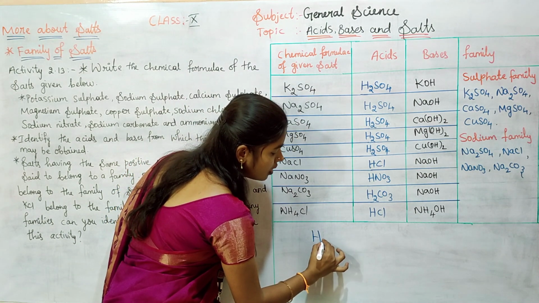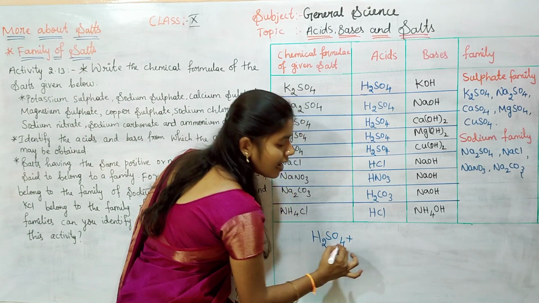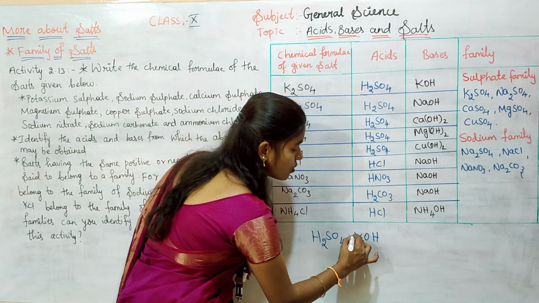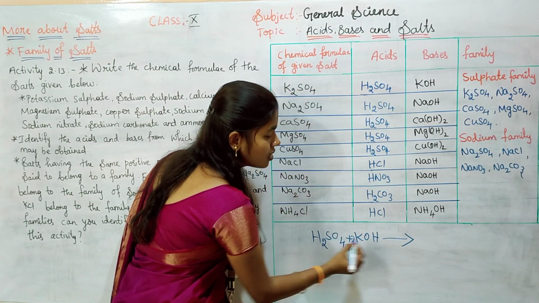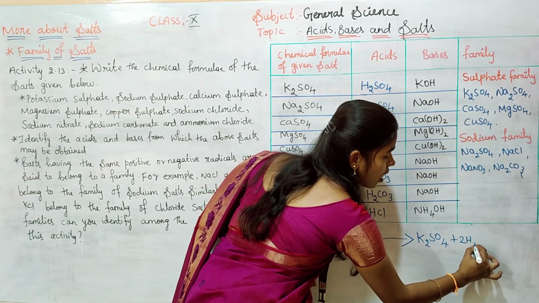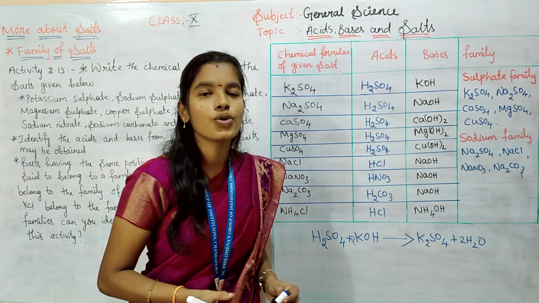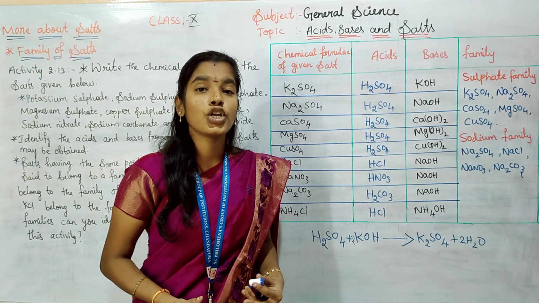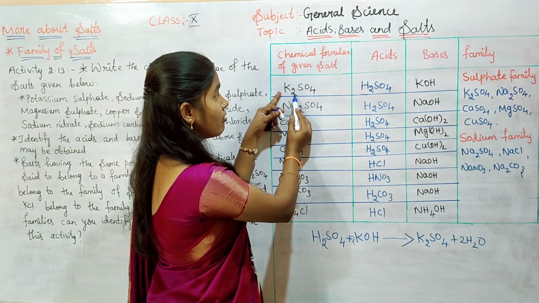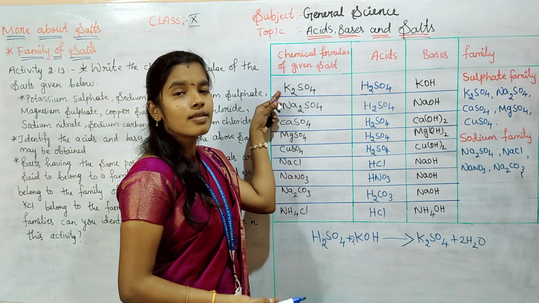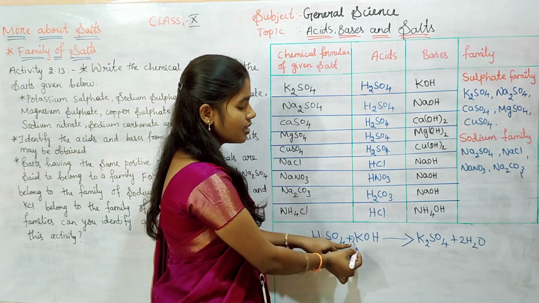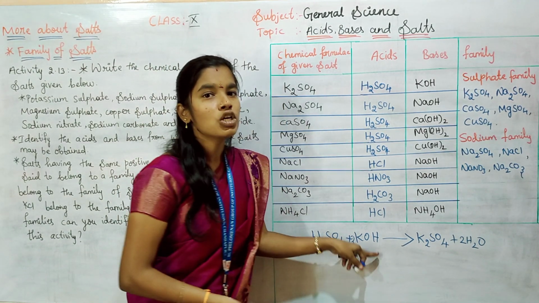So for example, H2SO4, acid, reacts with potassium hydroxide, KOH. We will get K2SO4, potassium sulfate, plus water. Whenever an acid reacts with a base, a neutralization reaction takes place, and it will produce the corresponding salt and water. So first one is potassium sulfate. We want to find out the acid and base from which this salt is obtained. Acid is sulfuric acid, and base is potassium hydroxide. So like this we want to find out.